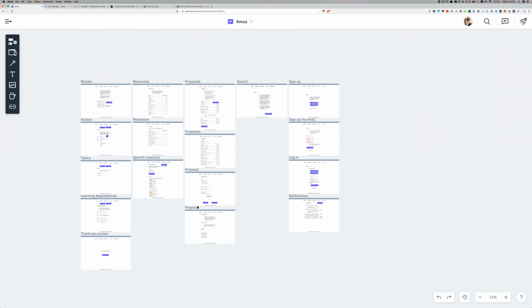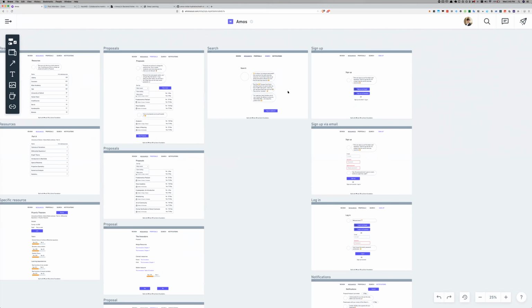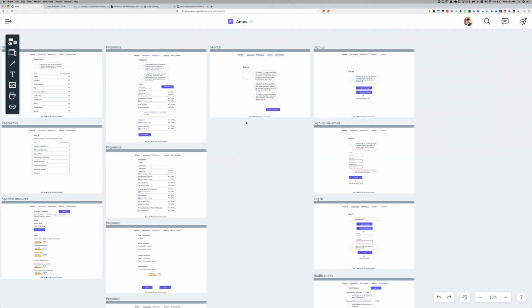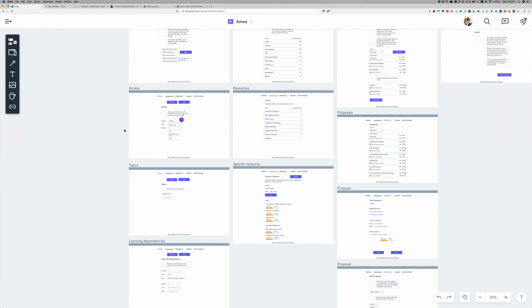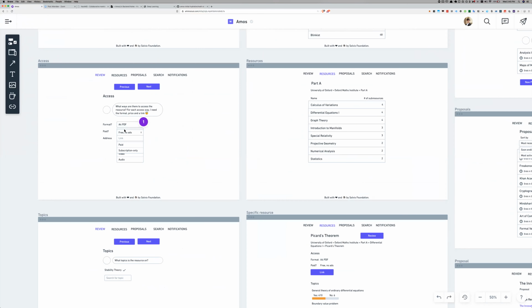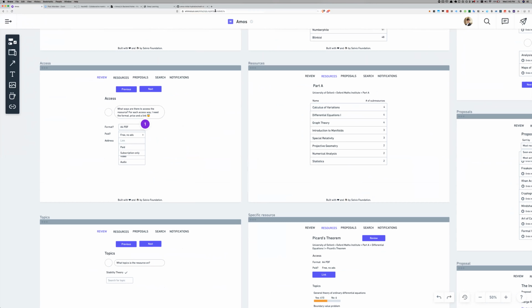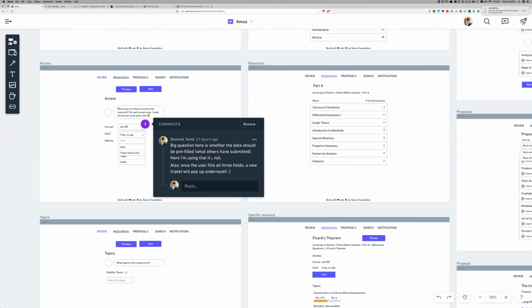And then there were a few comments. For some reason, they got deleted. I don't know what my issues were when I was creating it, but one got left. It's because I forked this for some reason. So, a tip when you're using Whimsical: if you fork something, you lose the comments. But one comment I had when making this was whether the data should be pre-filled when you're submitting a resource. Here I'm assuming that it's not, and we could talk about that.